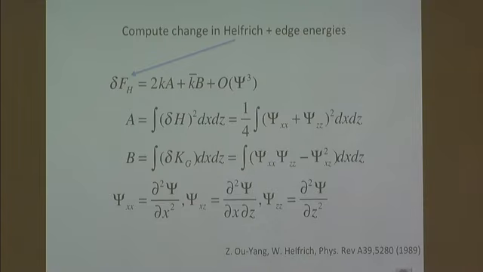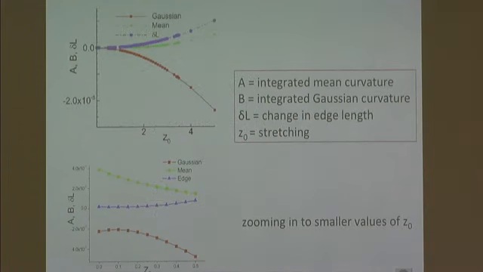So what we want to do, remember there's no director energy in this theory. We want to look at the change just in the remaining energies, Helfrich and edge. Edge is easy. And here is what you need in order to assess the change in the Helfrich energy. You have to obviously look at the change in the mean curvature energy and also the Gaussian curvature energy. And that will come from all of this. So then what we find when we do this is the following.